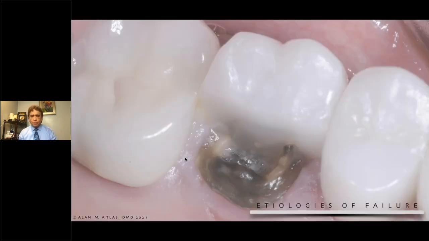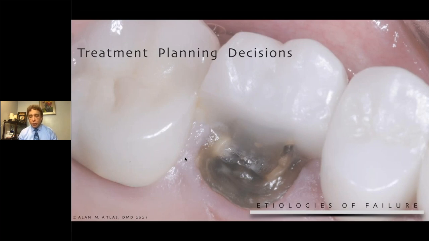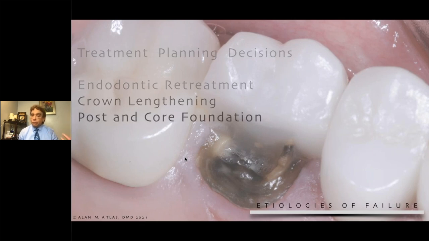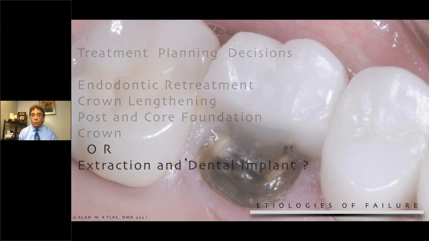So when I look at this case, the patient's not happy. She basically wants to go back to Florida and confront her dentist. But I told her that there's a lot of variables here that, as we'll see, will decide why these teeth fail. It wasn't just poor dentistry. Certainly it may be contributory, but we'll see there's other reasons why these things are happening. And the decisions are now, do I do endo retreatment on this case? It's going to be re-treated, crown lengthening, post and core foundation or new crown, or do I extract it and place a dental implant? And how am I going to go about making that decision? Because this is going to be critical when we do have failures, how to do that.